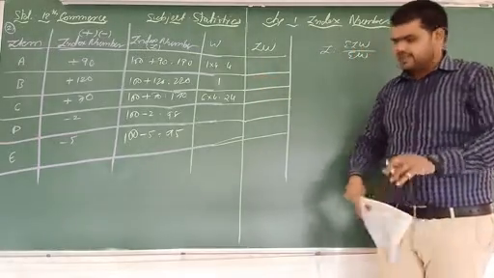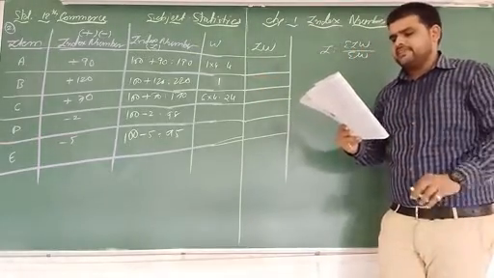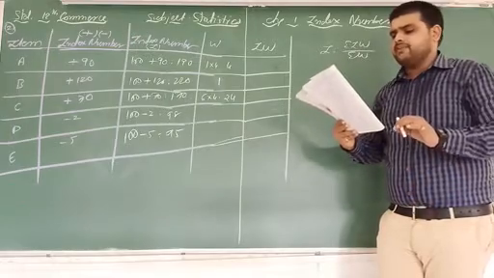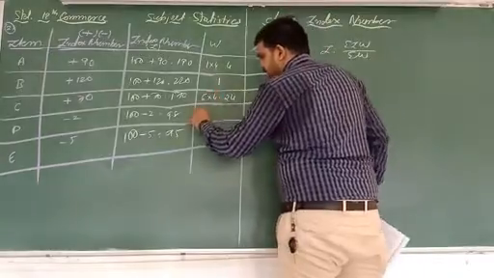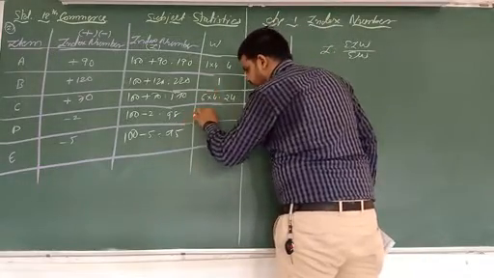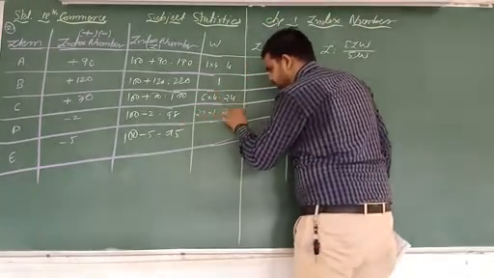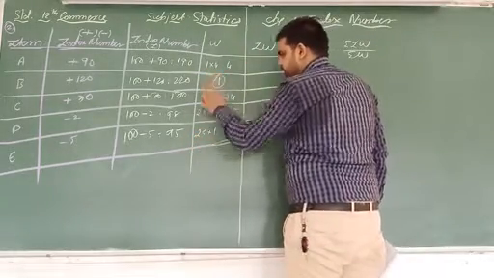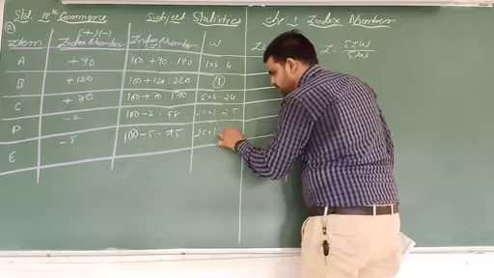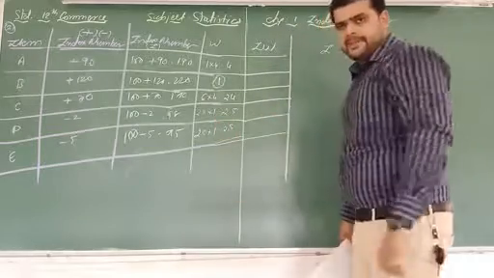And D and E, so here D and E is given as 2.5 times more important than item B. Item B is 1, so 2.5 multiplied by 1 is equal to 2.5. So this is the weight.